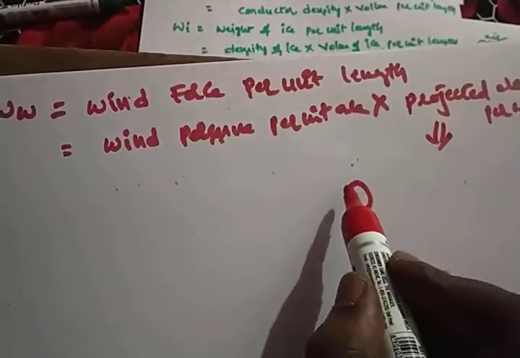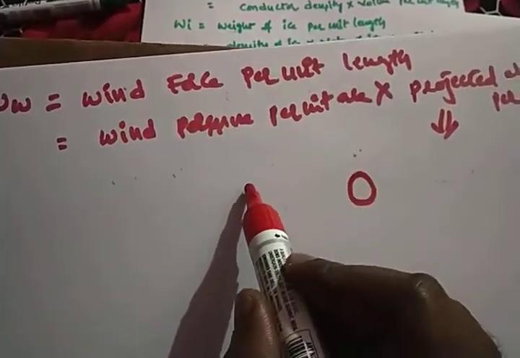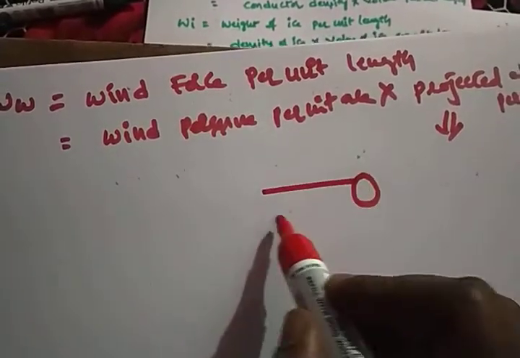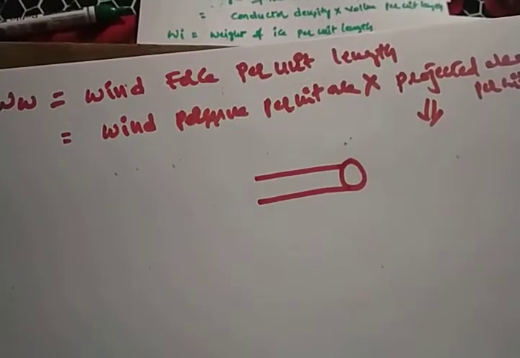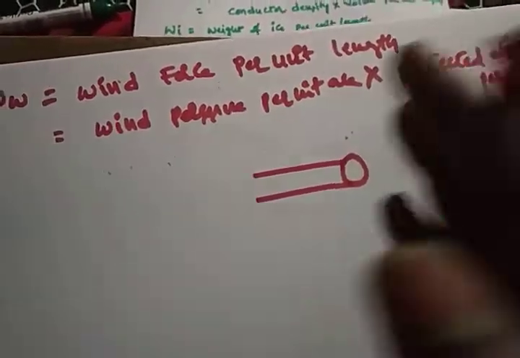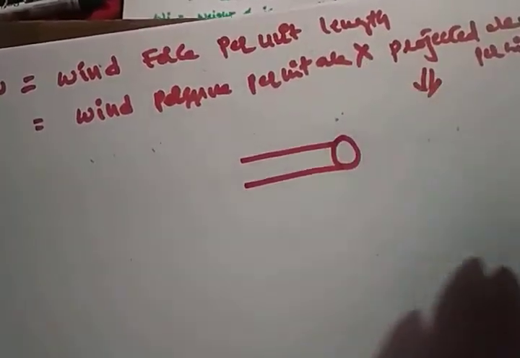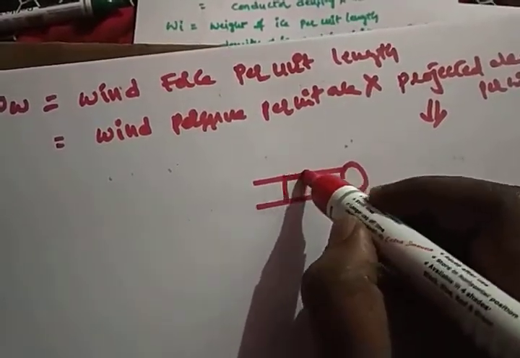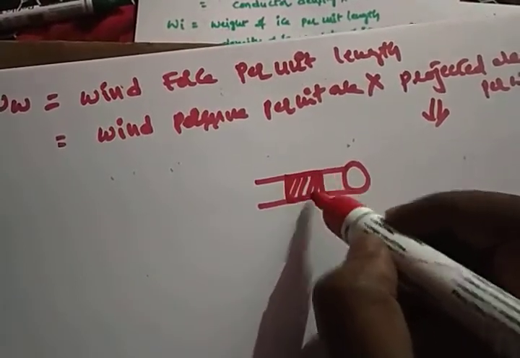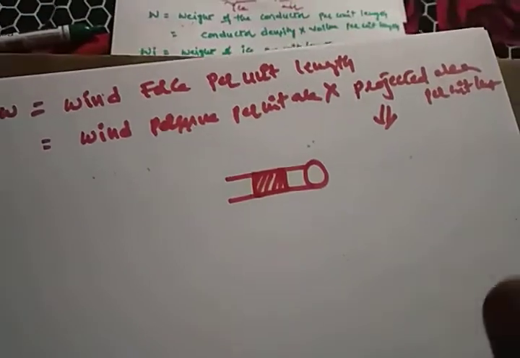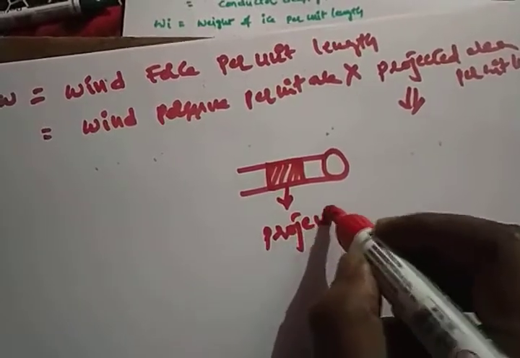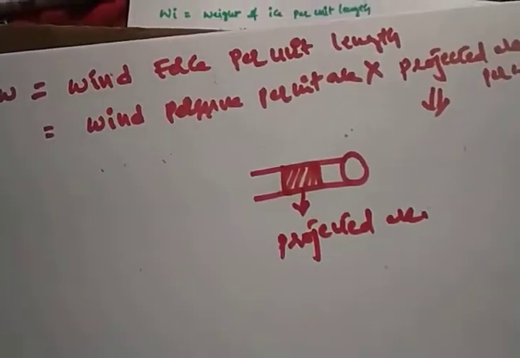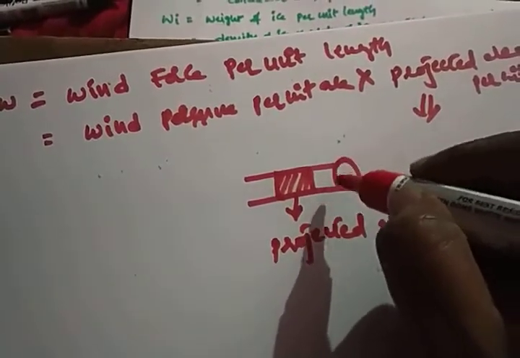When wind forces act on the conductor tips, what happens? The wind pressure is put on the surrounding ice, and the conductor starts moving. How does the conductor move? It moves like a rectangular shape. So this shape we can call the projected area. I hope it's clear.